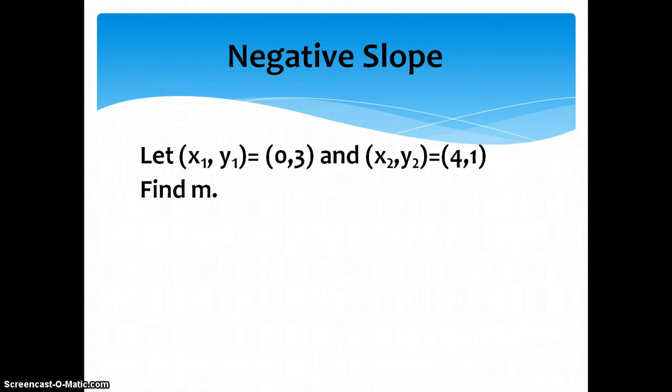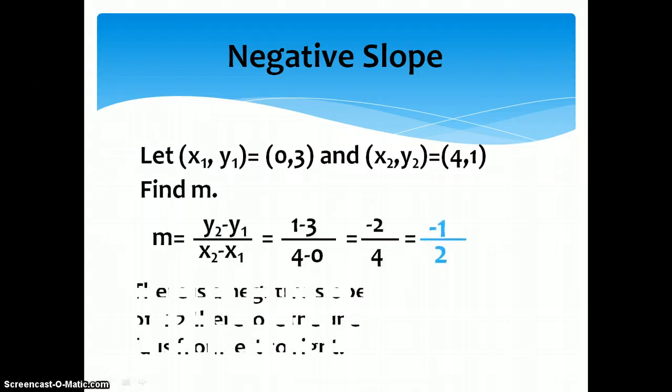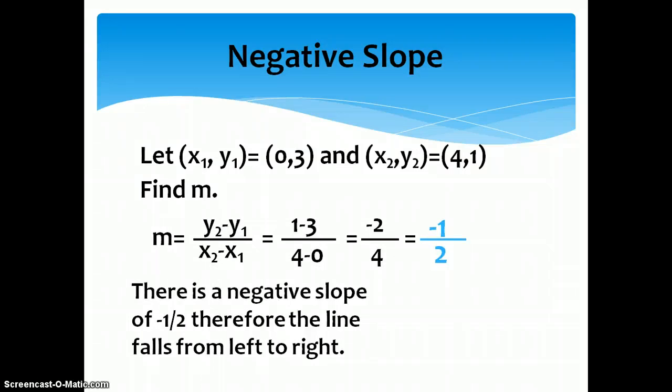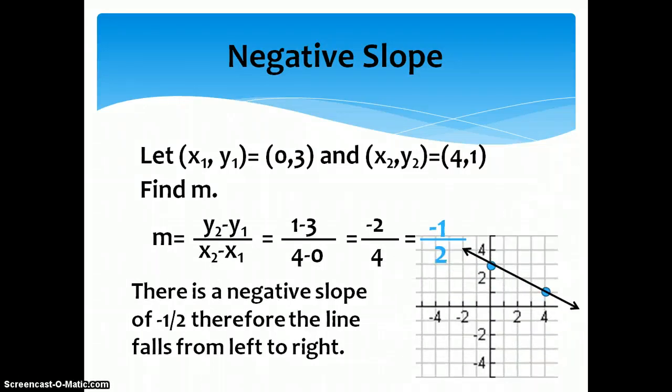Now try the same technique with these points. With negative slope, subtract y2 minus y1, 1 minus 3, and you get negative 2. x2 minus x1, 4 minus 0, and you get 4. So negative 2 divided by 4, reducing to negative 1/2. There's a negative slope, therefore the line falls from left to right.